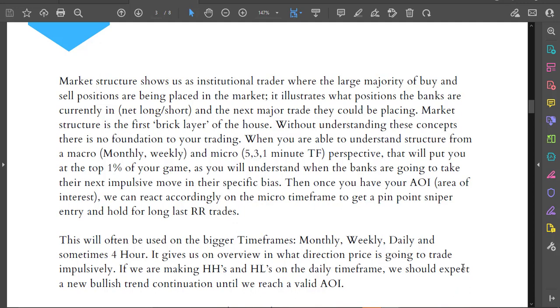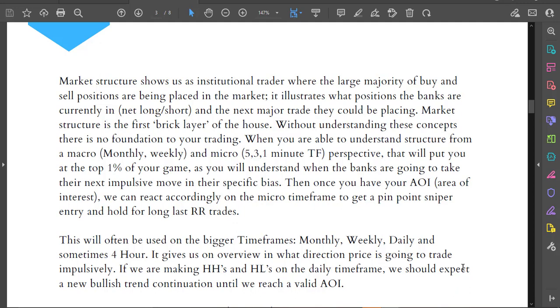Okay, so one thing you need to understand is that the institutions have a larger equity in the market. So when they are placing trades, they tend to control the market. And we as retail traders, we don't really have a lot of equity in the market, so we can't trade against them. So the best thing we need to do is to trade with them. So that's where the market structure comes into place.